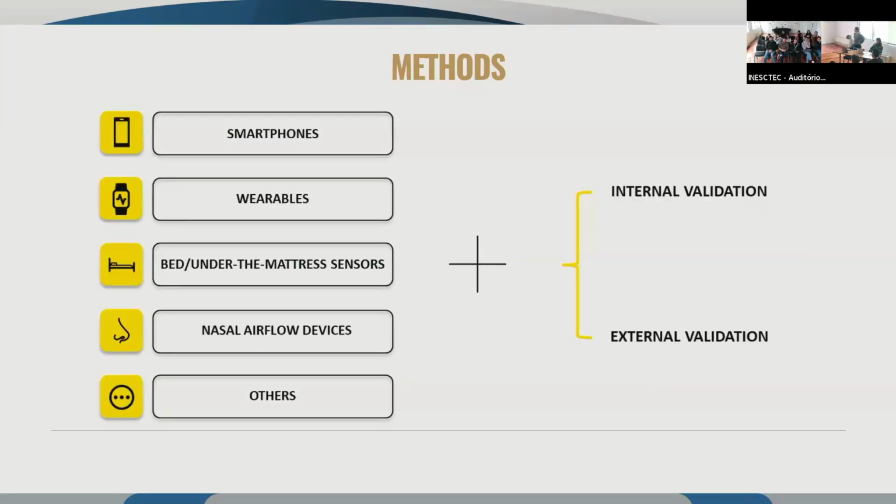So what we decided is to create 5 categories to put all of these digital tools together. So we have a category for smartphones, another for wearables, bed and under-mattress sensors, nasal airflow devices, and many, many others, like the rings. And we also decided to check if the article was performing just internal validation, like cross-validation or bootstrapping or something like that, or if they were performing external validation. So, if they were using a new population to validate the digital tool.